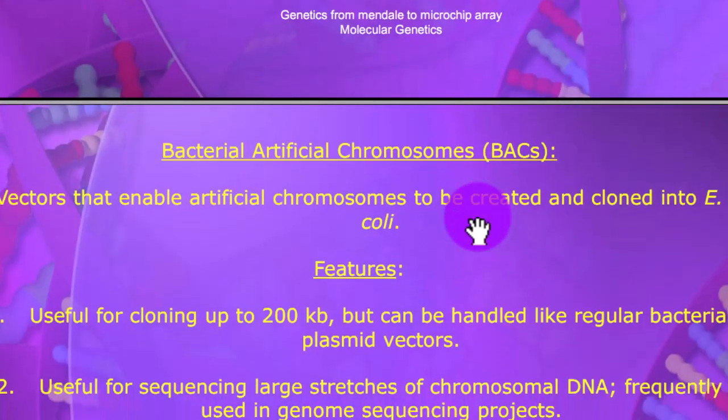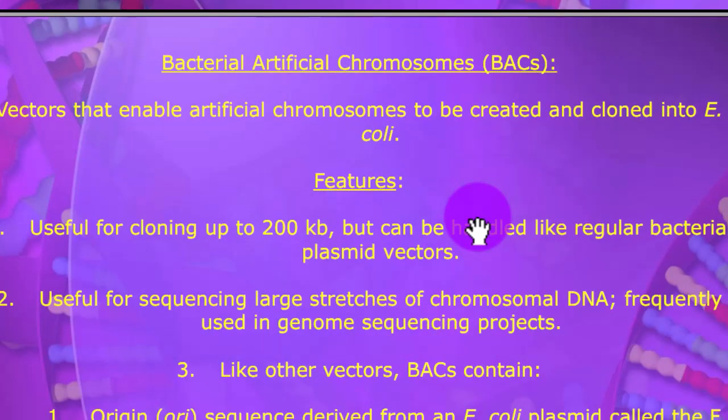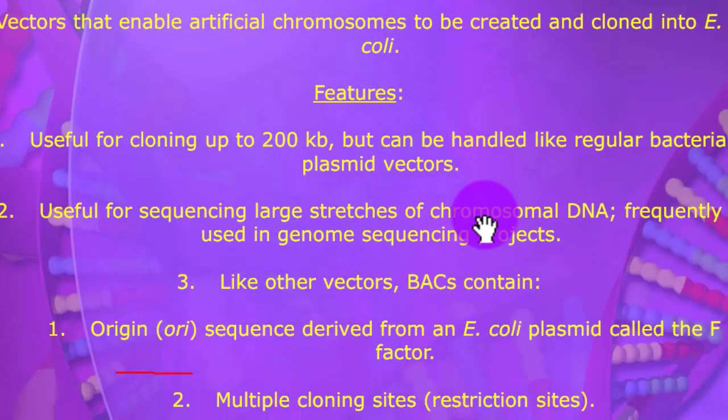Bacterial artificial chromosome, a vector that enables an artificial chromosome to be created and cloned into E. coli. Features: useful for cloning up to 200 kilobase pairs, but can be handled like a regular bacterial plasmid vector. Useful for sequencing large stretches of chromosomal DNA.